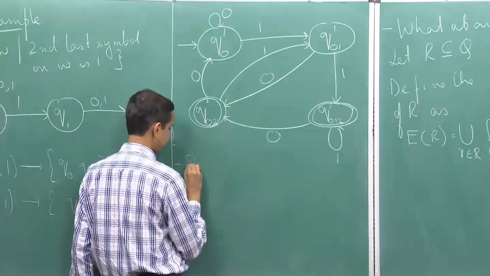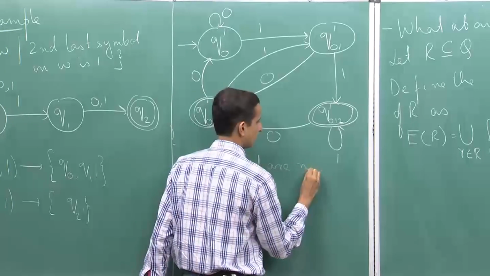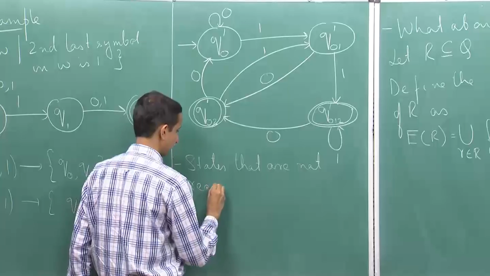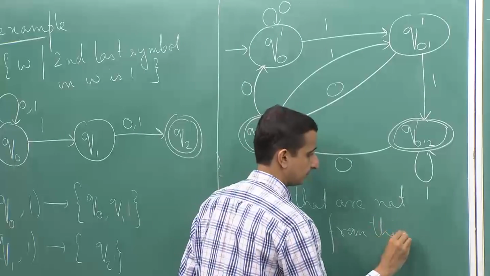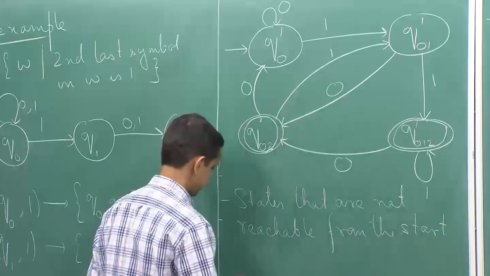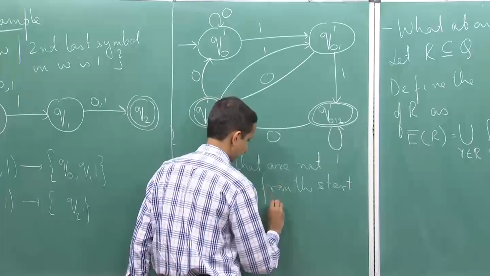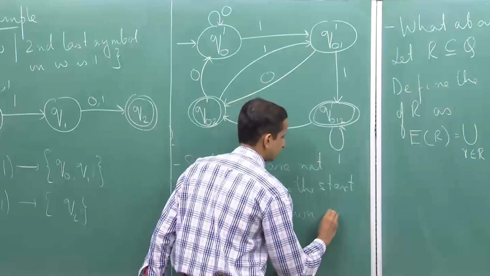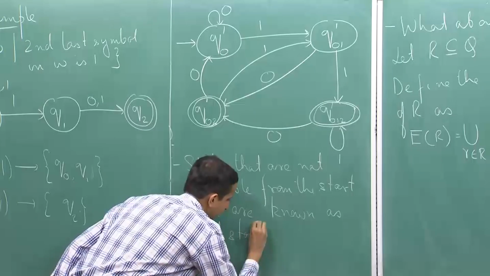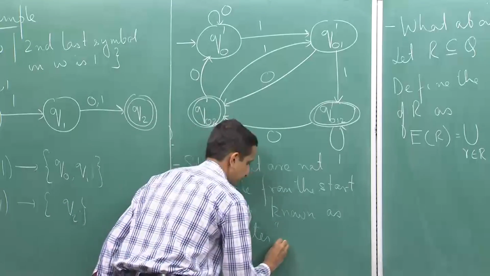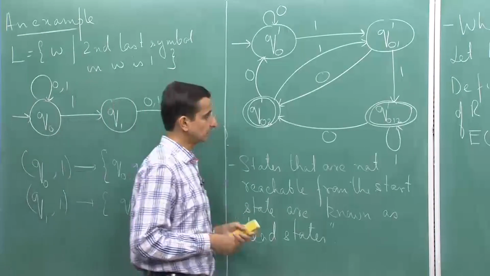Let me mention it here. States that are not reachable from the start state are known as dead states, and we do not need to show them in our construction of the DFA. So, this is the example.